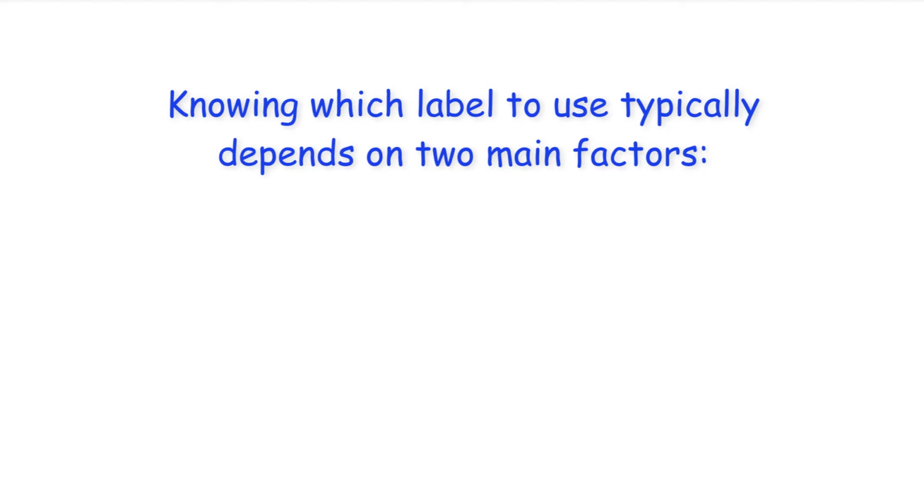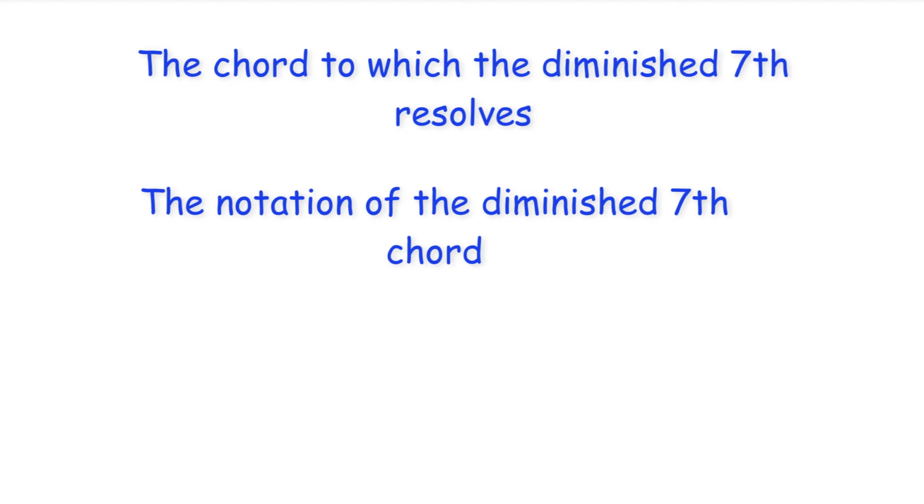Knowing which label to use typically depends on two main factors: the chord to which the diminished seventh resolves and the notation of the diminished seventh chord.